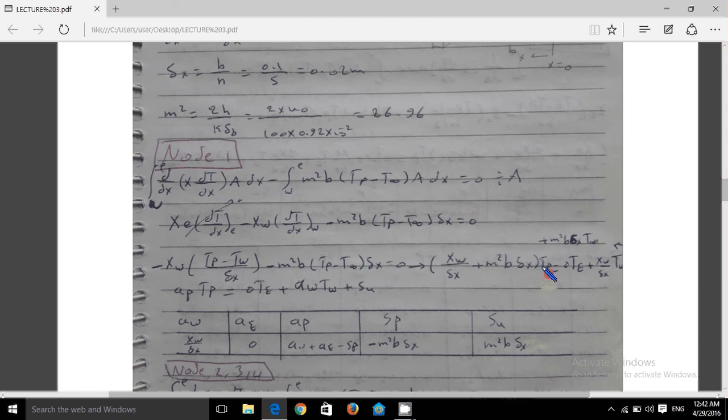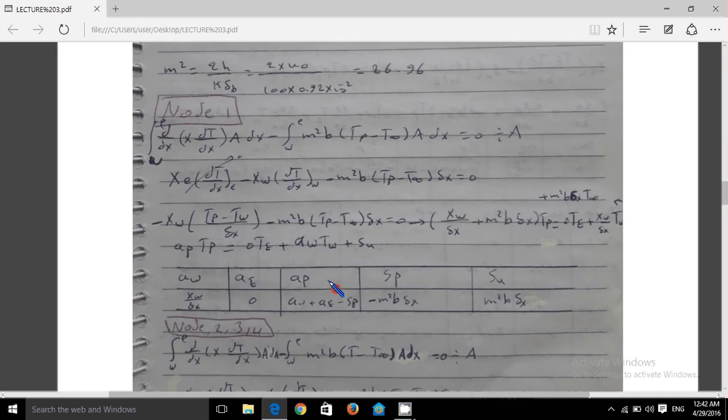And then I will separate the variables. On the left-hand side I will have the terms that have T_P, and on the right-hand side I have the other terms. I don't have any, so it's equal to 0, plus k west over delta x T west, plus m squared b delta x T infinity. This is the source term, so I will write the equation of it.